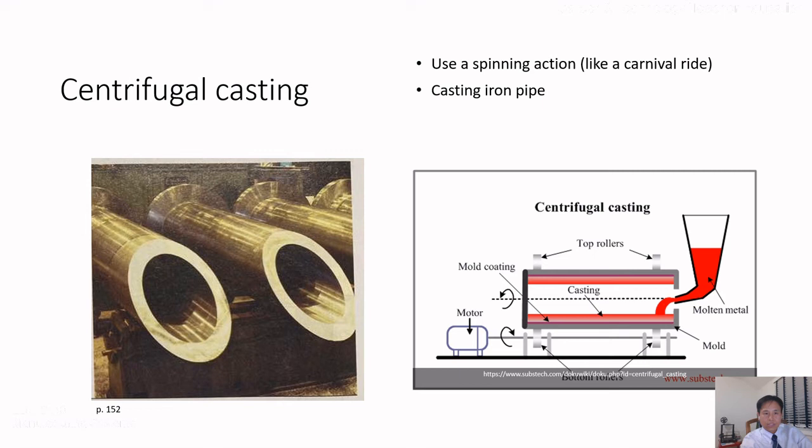And the next method is centrifugal casting. We see this kind of pipe, aluminum pipe or metal pipe. Inside it is empty. To create this, we use centrifugal force. Centrifugal force is created by a spinning action, just like a carnival ride. When you ride a carnival ride, our bodies tend to move to the outer side, like this. This is a carnival ride, with a center.